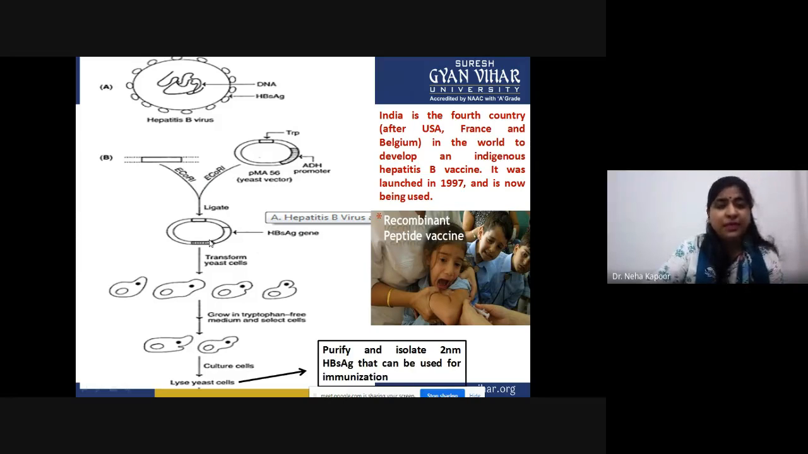This recombinant plasmid carrying HBs antigen gene would be transformed into yeast cells. And then these yeast cells would be grown on the tryptophan-free medium. Why? Because this vector is basically, the transformed cells would only be selected on the tryptophan-free media. Then you can select the recombinant cells, and these cells can then be lysed to isolate and purify the HBs antigen that can be used for immunization. This is the complete description of it.